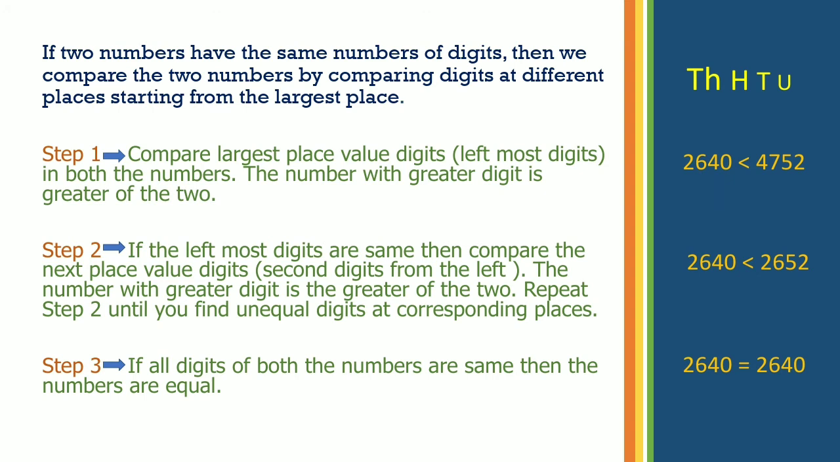Step 3. If all digits of both the numbers are the same, then the numbers are equal. Now here two numbers are there, 2640 and here also 2640. All the digits from thousands to unit place are the same, so both the numbers are equal. So we put the equal to sign.